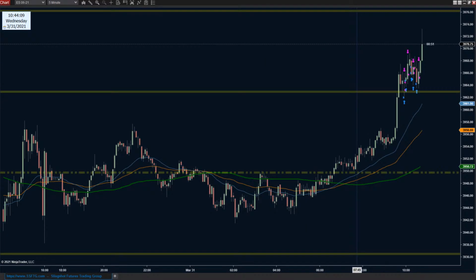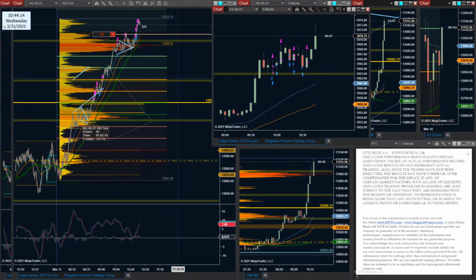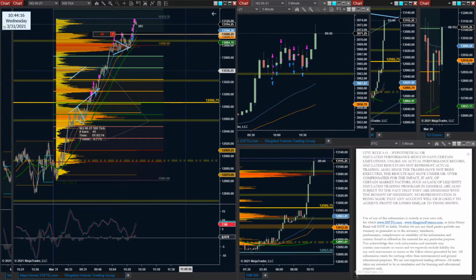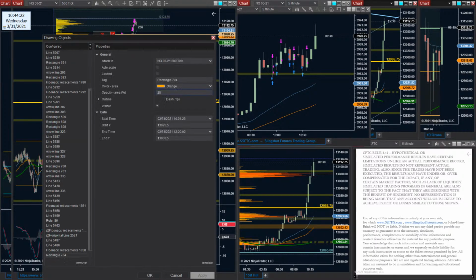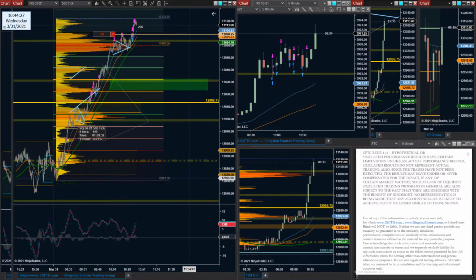Great. So downside objective is still to get back down into this L2. But I've got to pay attention to this L1. It could cause some problems just based on how volume formed around that area.